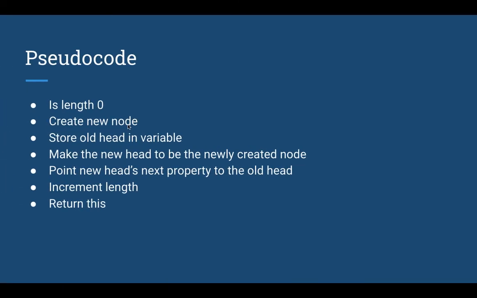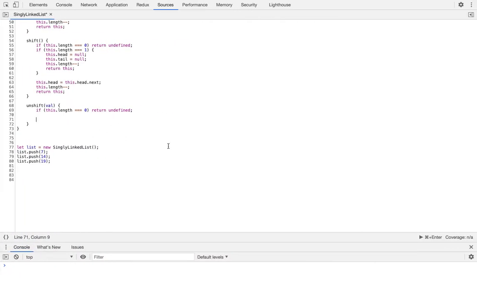Now that the edge case is taken care of, the next step is to create a new node. So this is where we're going to use that argument. We're going to call this variable new node and create an instance of it, new node, and pass in that value that we got passed in as an argument.